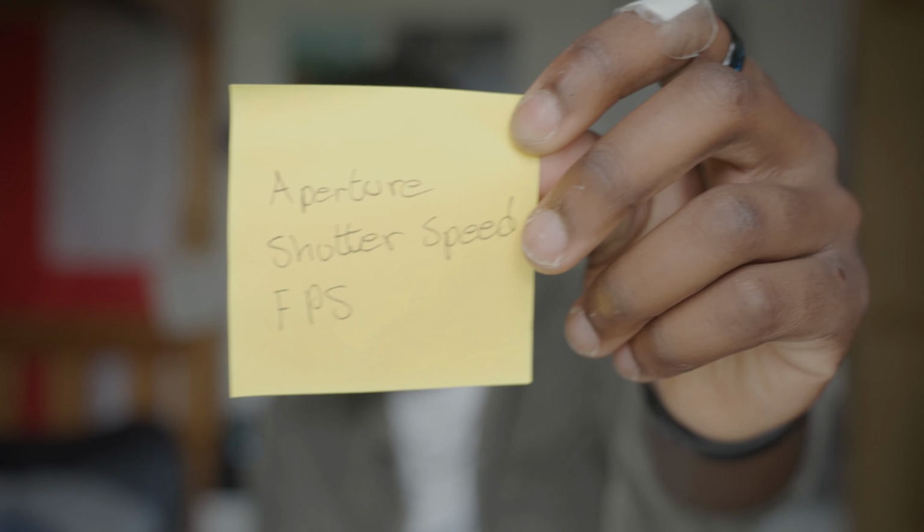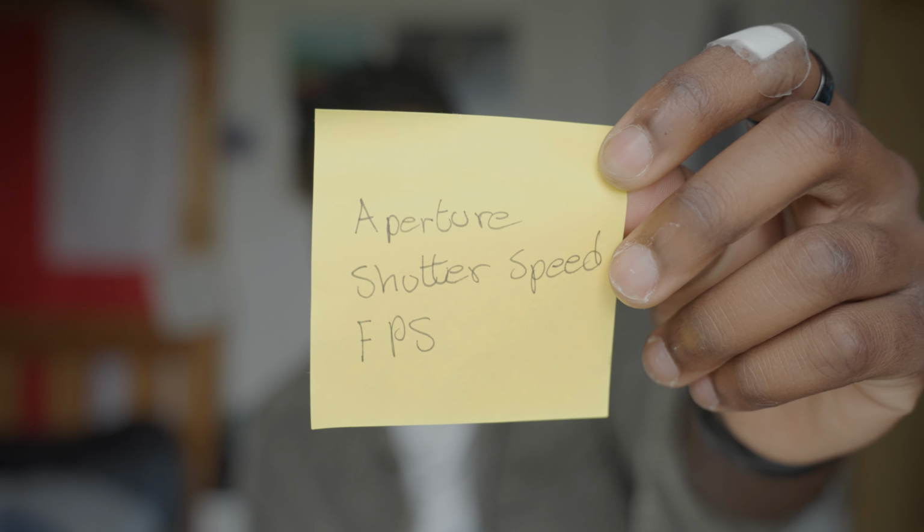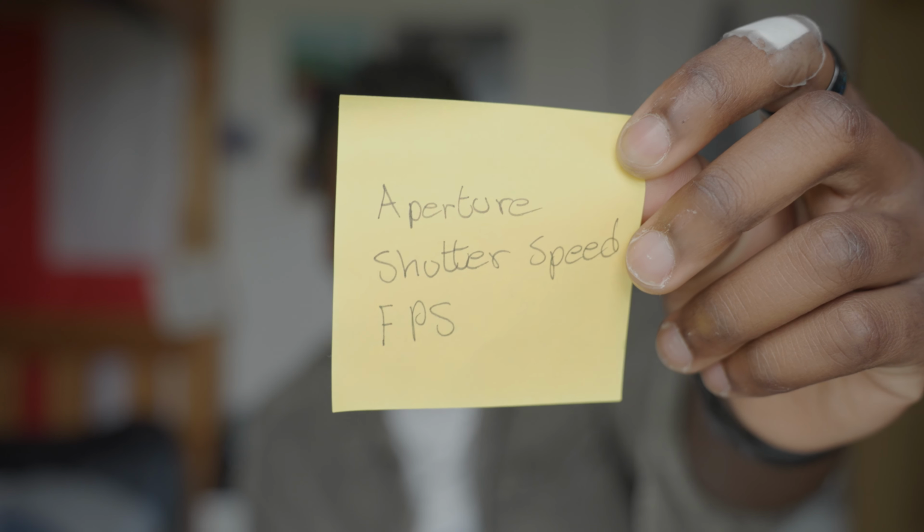So in the last video we talked about aperture and shutter speed. Now we're going to talk about how FPS will play a role in videography. So in videography, aperture is pretty much the same as it is in photos. So how much background blur you have. Shutter speed is how fast or how slow you want to take the photo. FPS is how many frames per second will show on the screen.